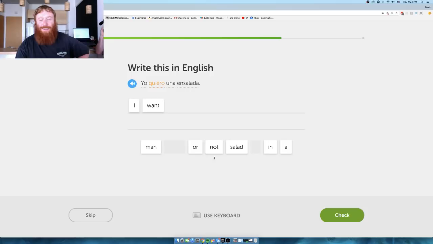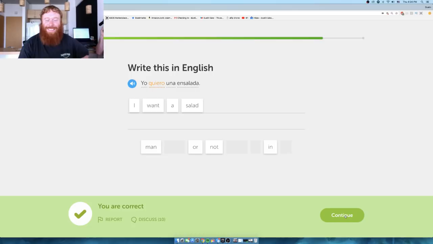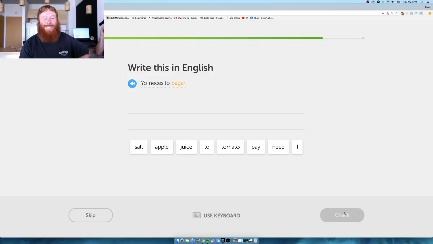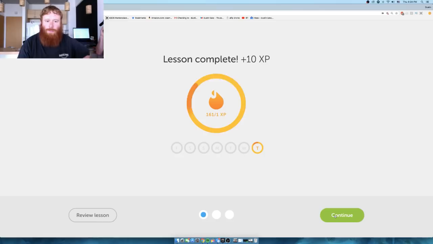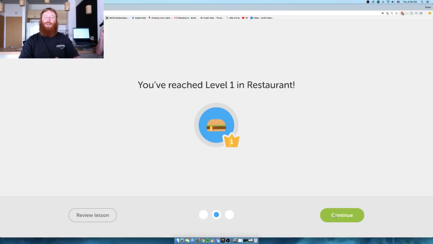It doesn't say Taco Bell. It says salad. I don't want a salad. Yo necesito pagar. I need to pay. Alright, continue. I've reached level 1 in restaurant. El Restaurante.